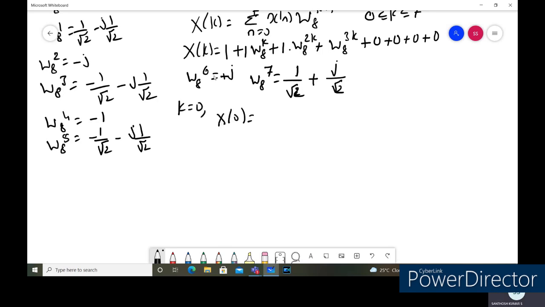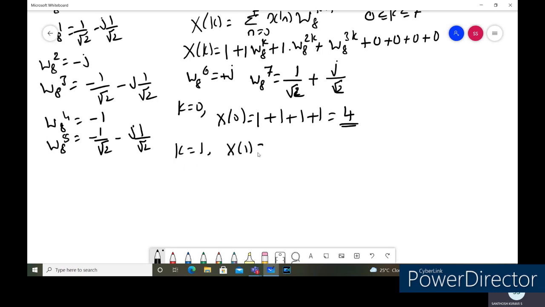When I substitute k is equal to 0, wherever k is there, here k is there, here also k is there, and here also k is there. So wherever k is there, we can substitute as 0. Omega e to the power of 0 is nothing but 1. So it is 1 plus 1 plus 1 plus 1, which will become equal to 4. So similarly, let us substitute k is equal to 1.